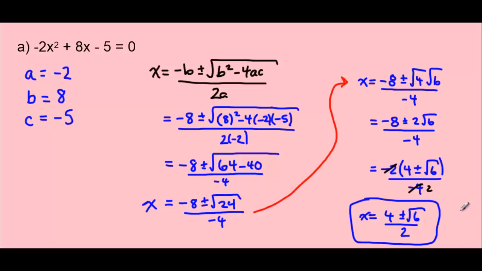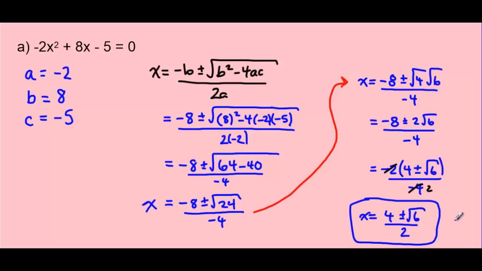Do not fall into the trap of now canceling or reducing this 4 with this 2. Those cannot cancel. The reason being is that in order for this 2 to reduce, it would have to reduce with not only the 4, but also the root 6. And root 6 is an irrational number. It can't reduce or divide by 2 evenly. So this is as far as you would go. You can't go any further than this.